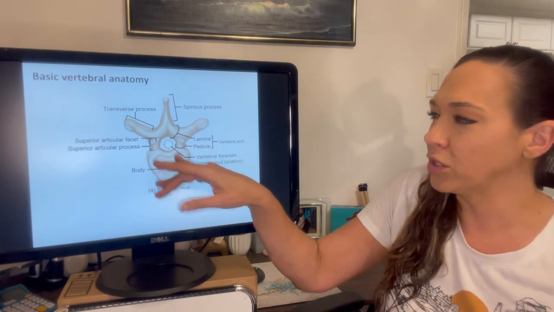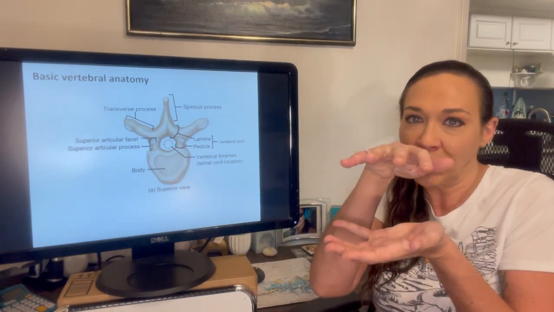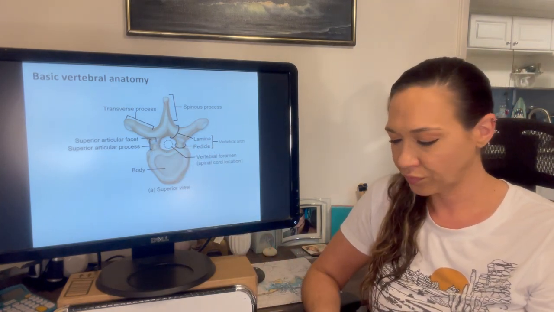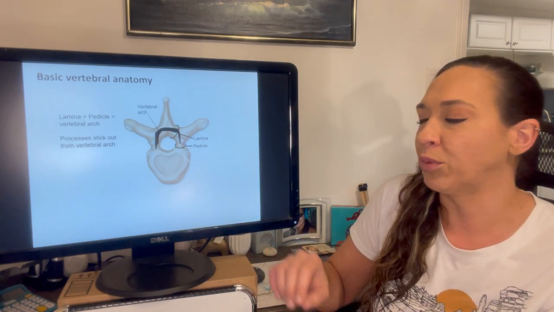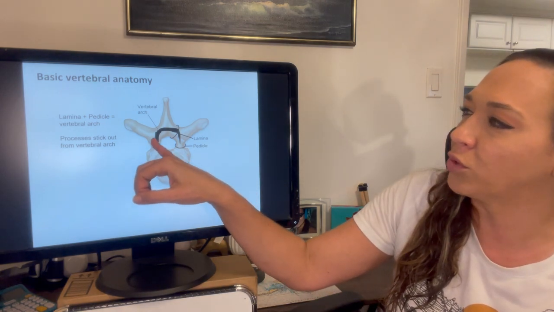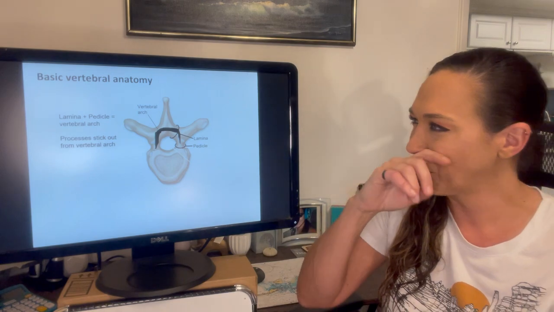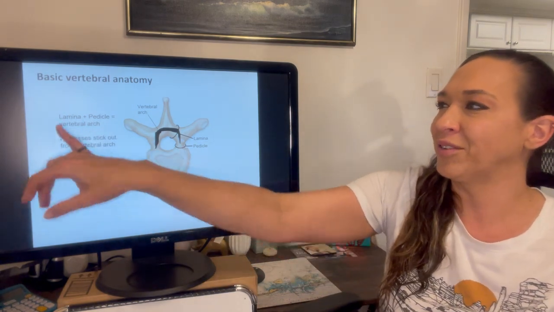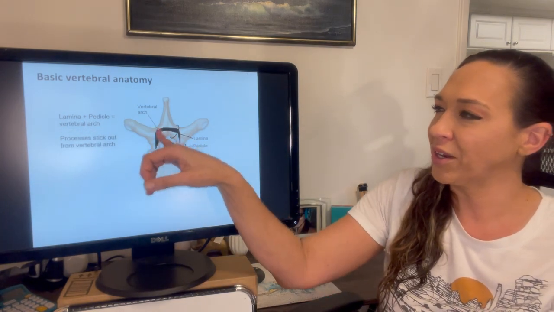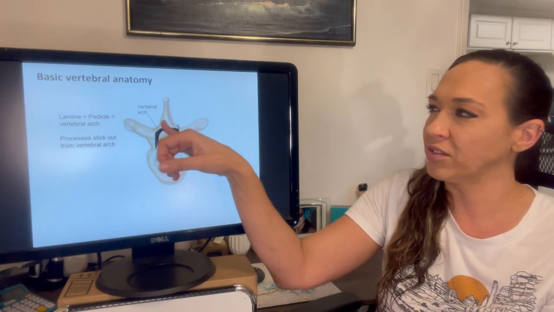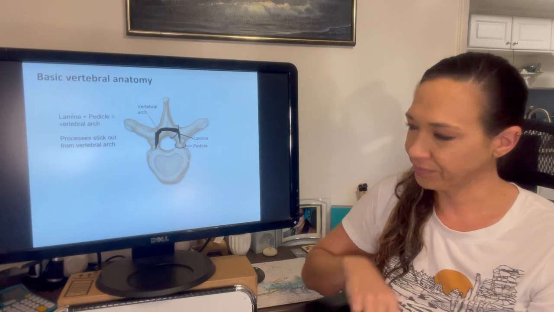This is cut right here because they would be stacked on top of each other, so that's why it appears kind of incomplete. But you can see that vertebral arch a little bit better if you imagine it were to come up and connect over here. So we had to draw this little thing in right here. Again, the lamina and the pedicle are your vertebral arch, and the processes stick out from that arch. So you can see this right here, the vertebral arch.